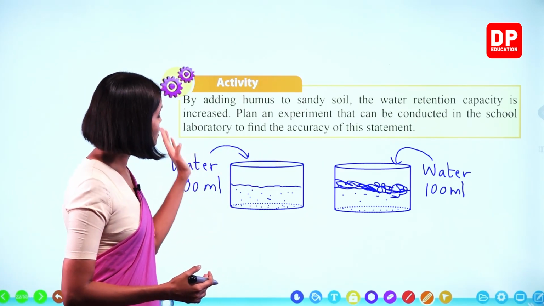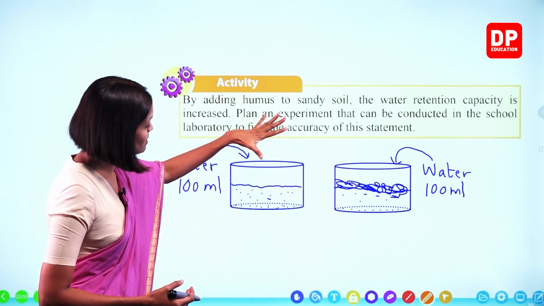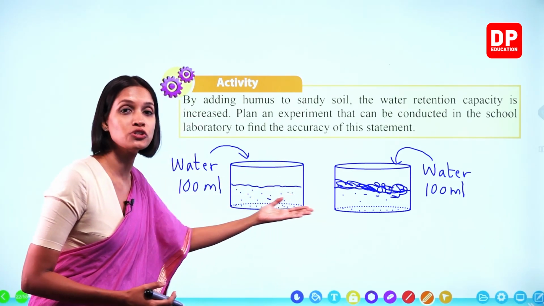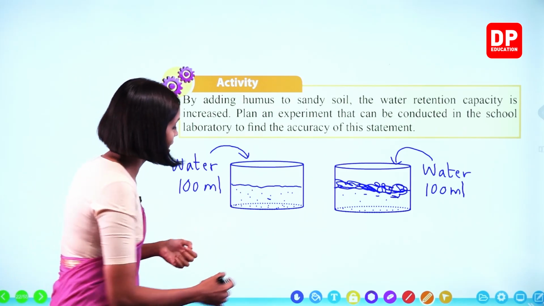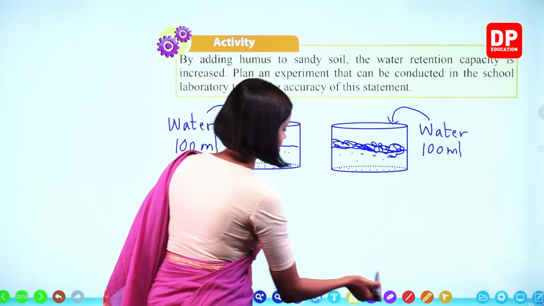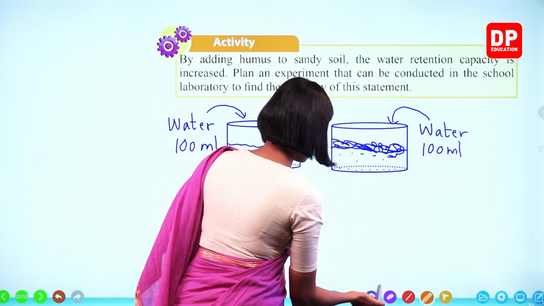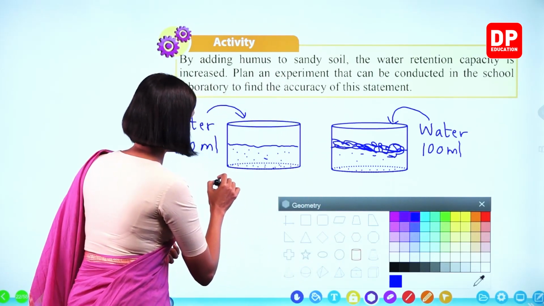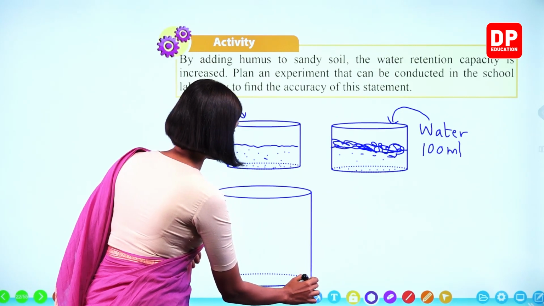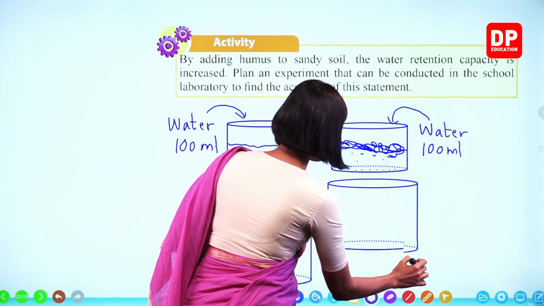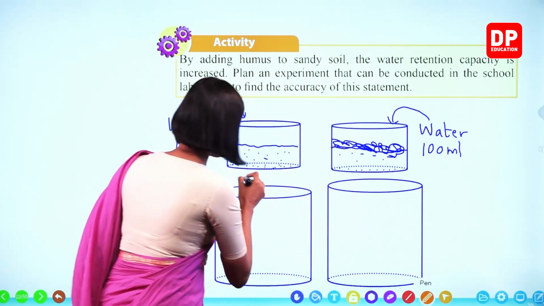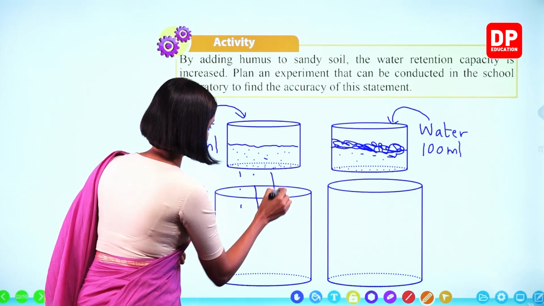Okay, so when you pour, this water will go through the soil sample and come out from the bottom through the holes, right? So you have to collect this amount of water as well in another beaker, right? You have to collect this water in the water collector.